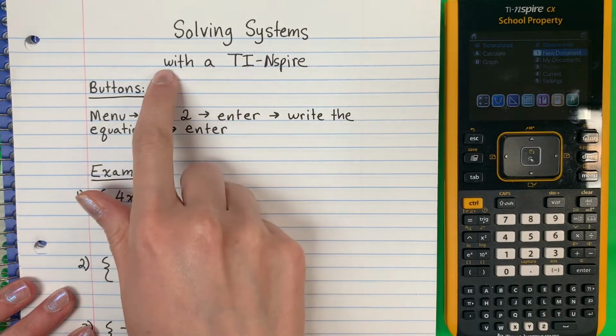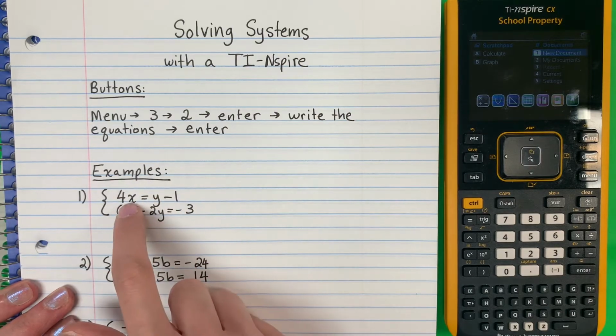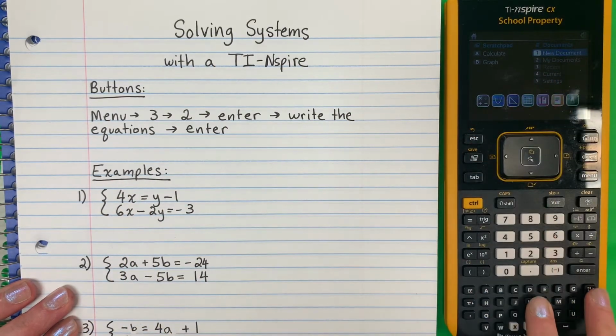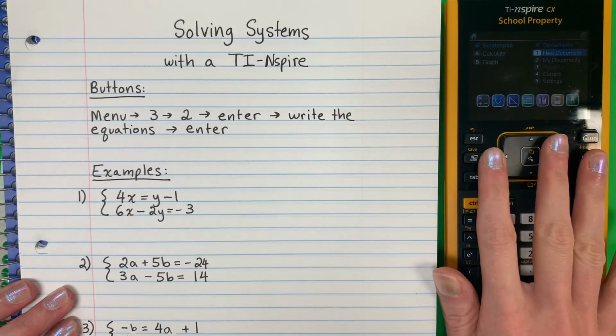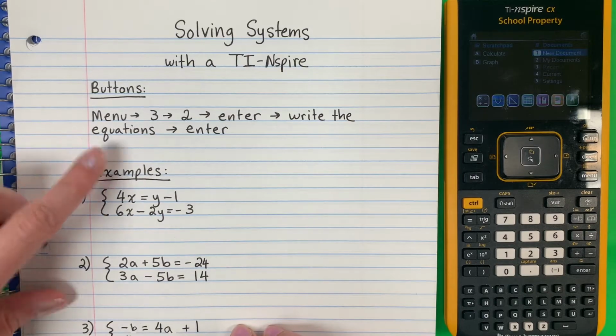Solving systems with a TI-Nspire. This is a system, two equations together, and I'm going to find the solution using only my calculator, the TI-Nspire. Here are the buttons that you will use to solve this.